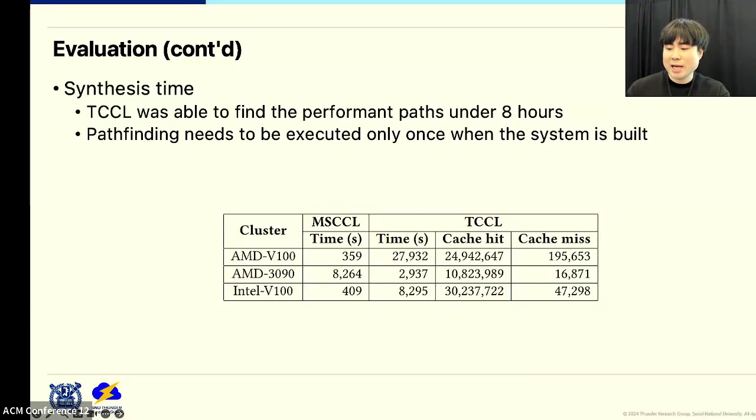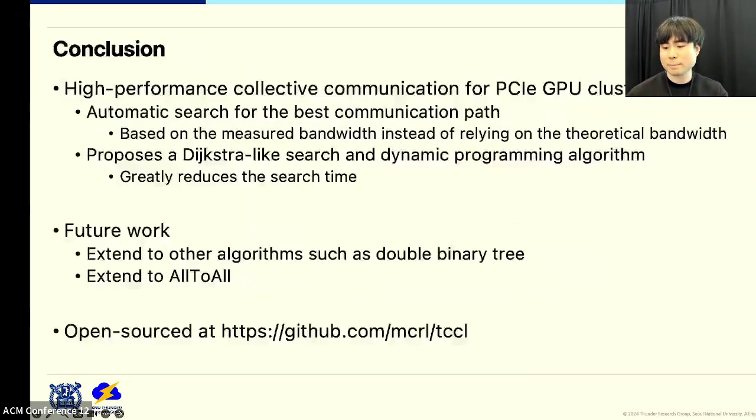We recorded the time spent for finding paths in MCCL and Ticker. With the high cache hit ratio, Ticker was able to find the performant path in under 8 hours in the worst case. We think that a few hours of path finding is not a big downside, as it needs to be executed only once when the system is built.